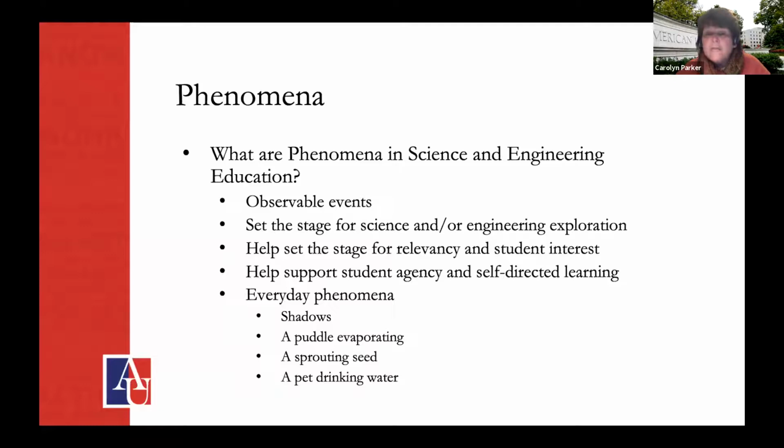A puddle evaporating is a very easy way to illustrate water cycle and phase change. You know, rain falls, puddles form. Where does that puddle go after a few hours? Where does the water go in that puddle? What did it turn into? It didn't just poof, disappear. There is a cycle, there is a phase change that goes along with that puddle.